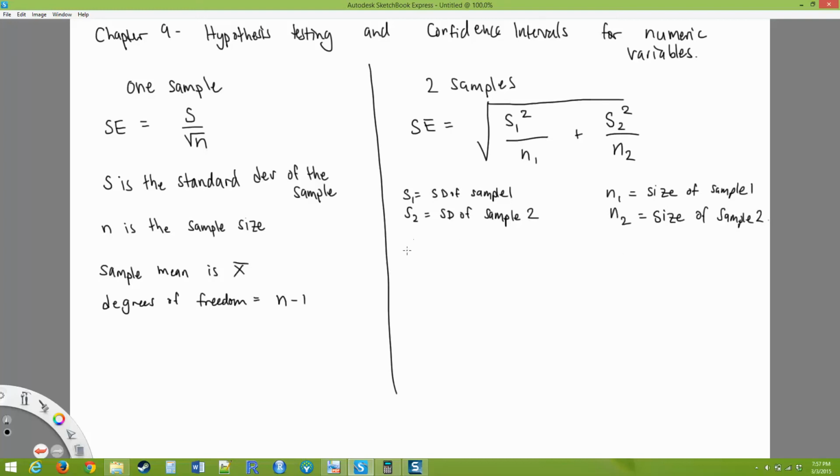Okay. You also have X bar 1, X bar 2. And your degrees of freedom is equal to n minus 1, but use the smaller n. Okay, so you've got two n's, right? You've got n1 and you have n2. Just use the smaller n for degrees of freedom, n minus 1.